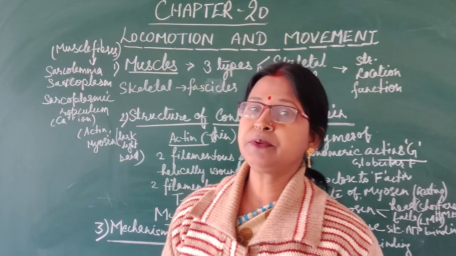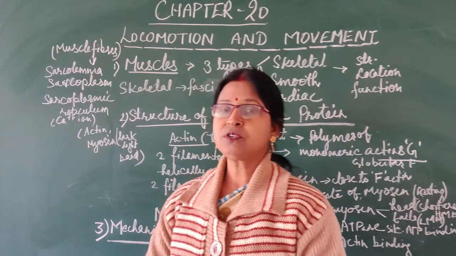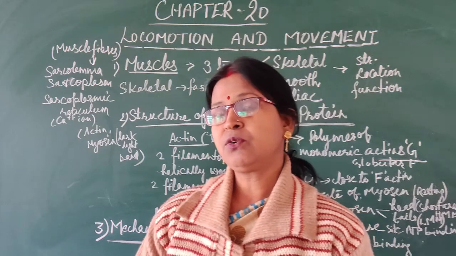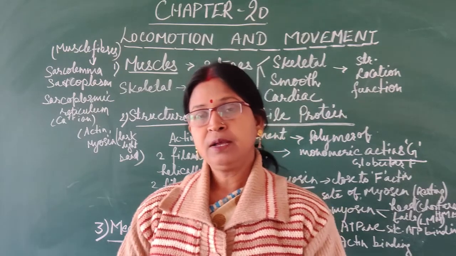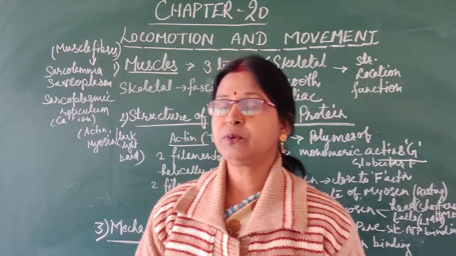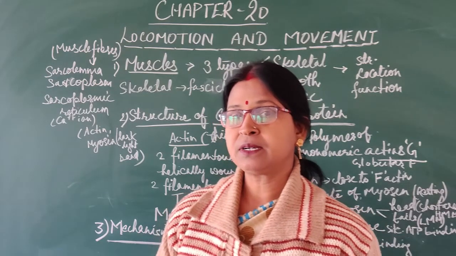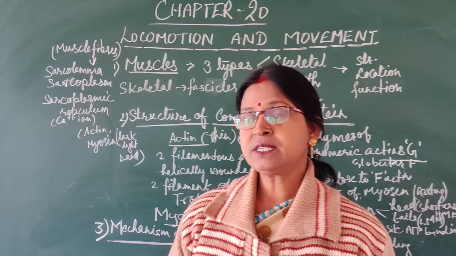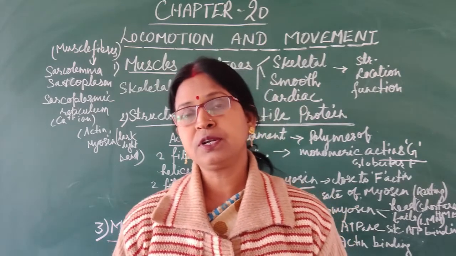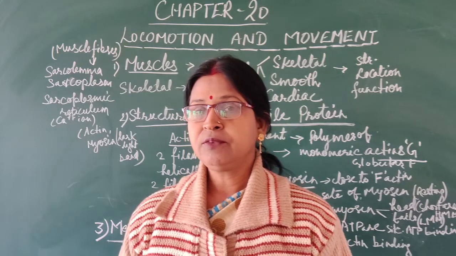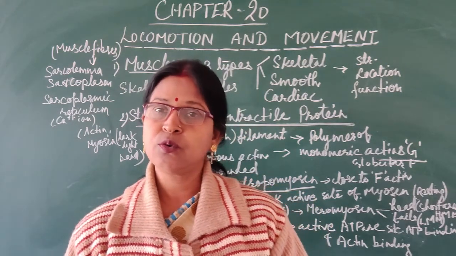Today we will start chapter number 20, that is locomotion and movement. The literal meaning of locomotion is that when the body or the organism moves and changes place, it is known as locomotion. Whereas movement occurs at the same place, the site is not changed. So movement is a part of locomotion, and when movement occurs along with a change of place, it is known as locomotion.